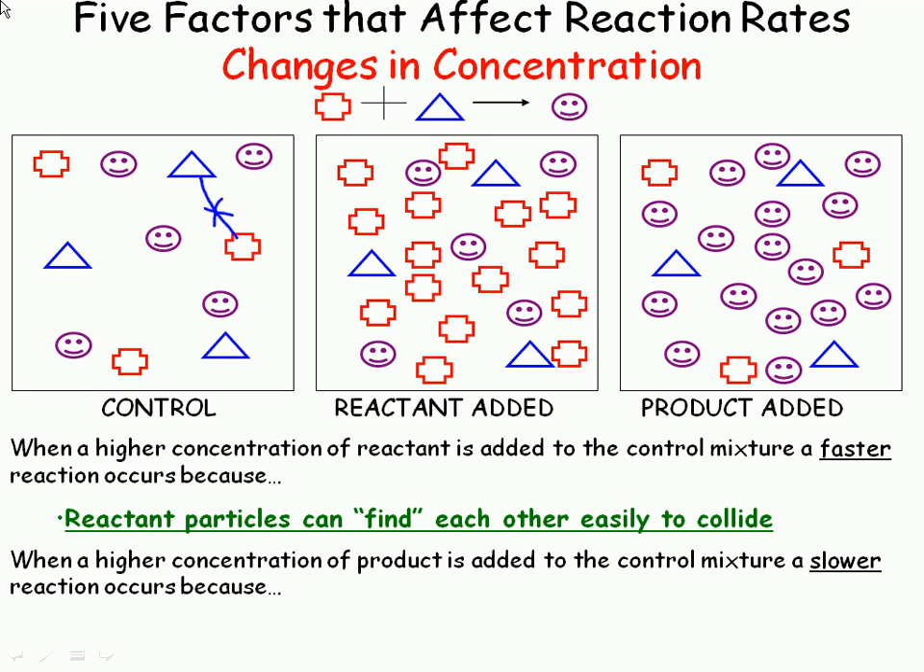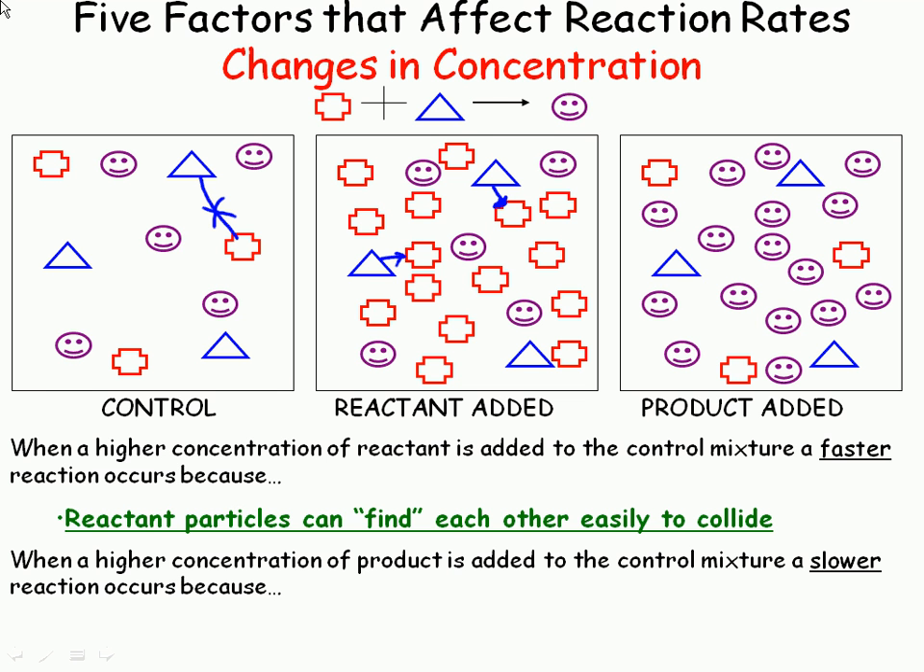If you add more reactants, what's going to actually happen here is that these triangles are going to have a lot easier time finding one of these little plus symbols inside the container in order to have a chemical reaction. So you don't have to add both reactants in order to make the reaction go faster. Just the addition of one reactant would make that chemical reaction occur faster.